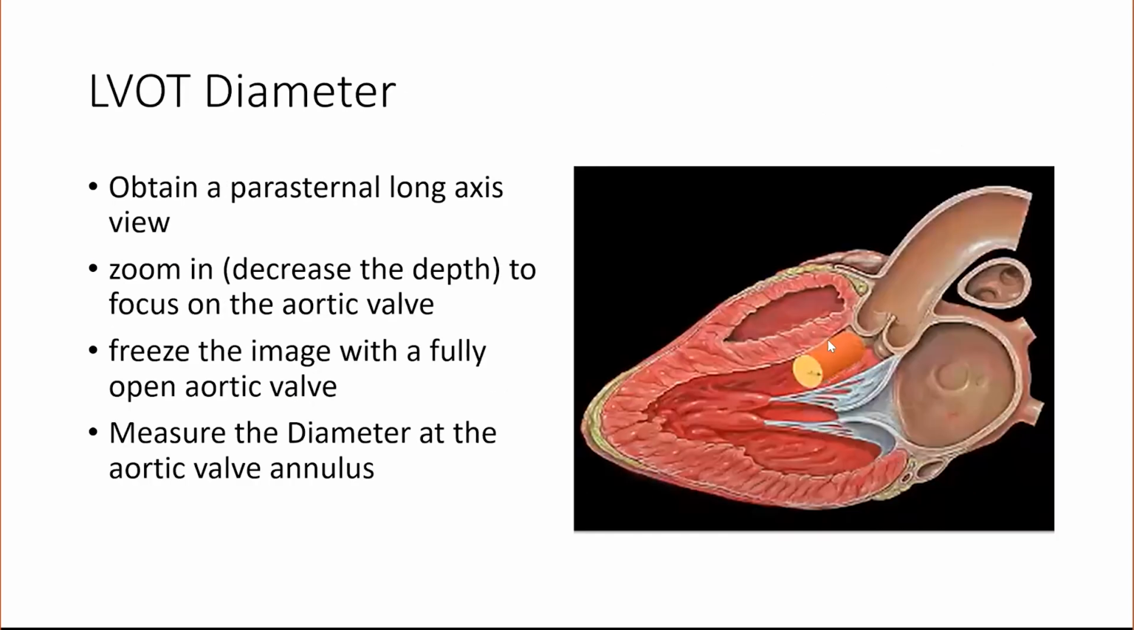So again, this is a little cylinder in the left ventricular outflow tract. Every time the heart contracts, it pushes that cylinder out, and all you need to know is the volume of this cylinder. So how do you do it? You obtain a parasternal long axis view, and you zoom in or decrease the depth to focus on the aortic valve, then freeze the image with a fully open aortic valve and measure the diameter of the aortic valve annulus.